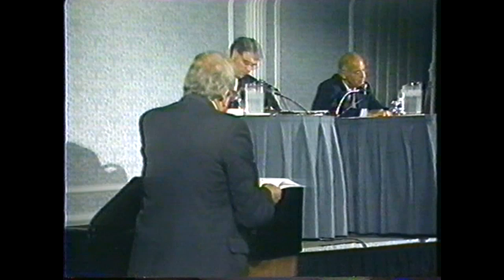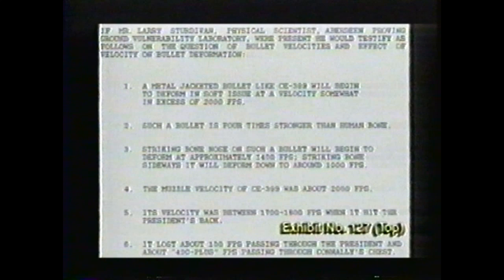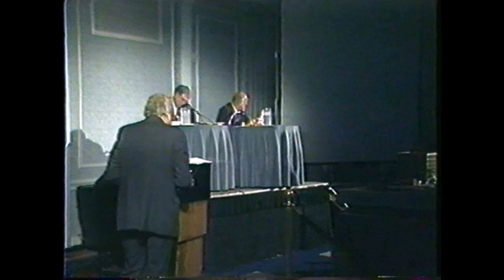Now, you have reviewed, Dr. Wecht, you've already testified that you reviewed. I'd like Exhibit 127, please. That you have read Mr. Sturtevant's testimony before the House committee, and it's shown on the board here. And Mr. Sturtevant testified at that time, did he not, that a bullet like 399 is four times stronger than human bone, that striking bone nose on, a bullet will begin to deform at about 1,400 feet per second as speed rises, and sideways it will deform down to about 1,000 feet per second, that, in number eight, the bullet would fracture a wrist bone at any speed above 700 feet per second.